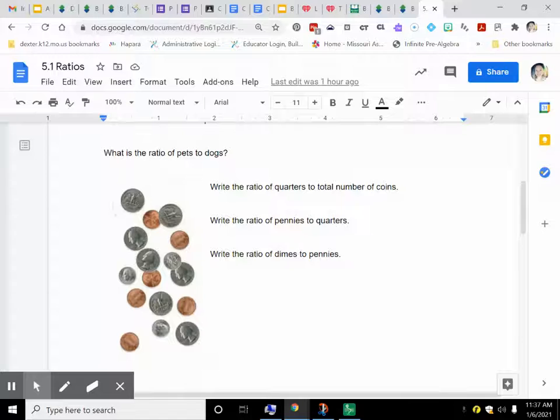Number 17, what did you get for the ratio of pennies to quarters? 6 to 7. Is it 6 to 7? Okay, so 6 to 7. Cameron, tell us, do you agree or disagree? Agree. Perfect. And number 13, what did you get for dimes to pennies? 3 to 6.